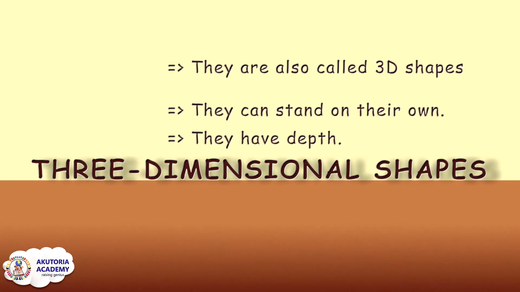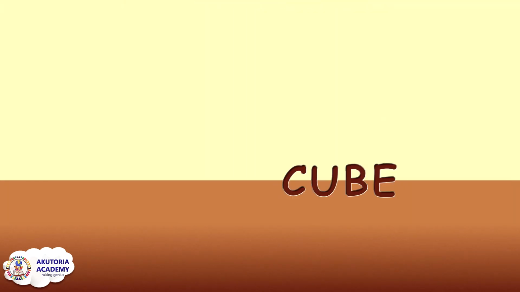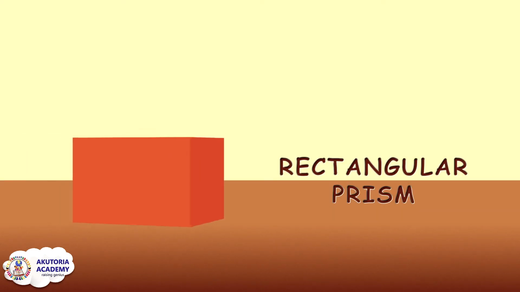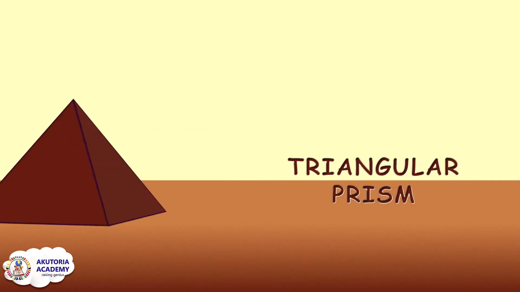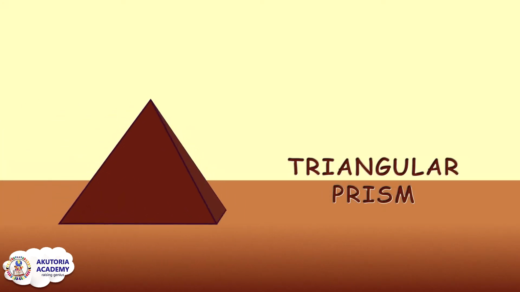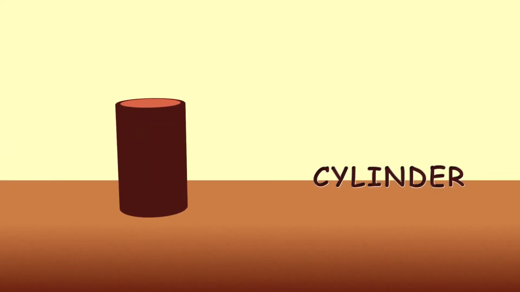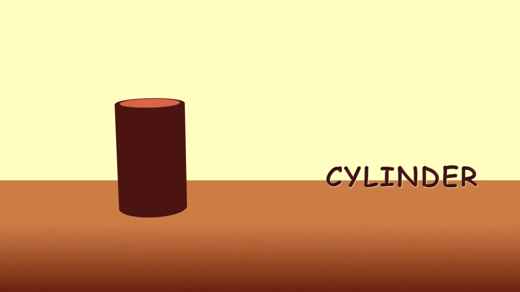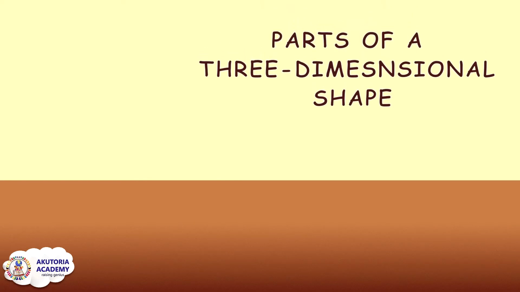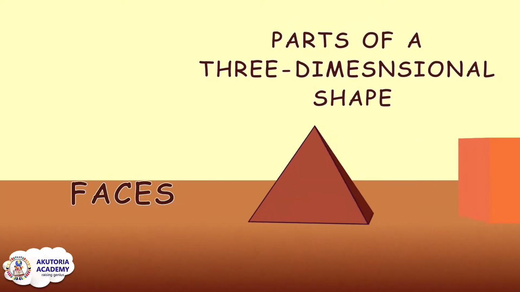They also have depth. Some examples are: number 1, a cube. A rectangular prism. A triangular prism. A cylinder. Parts of a three-dimensional shape.